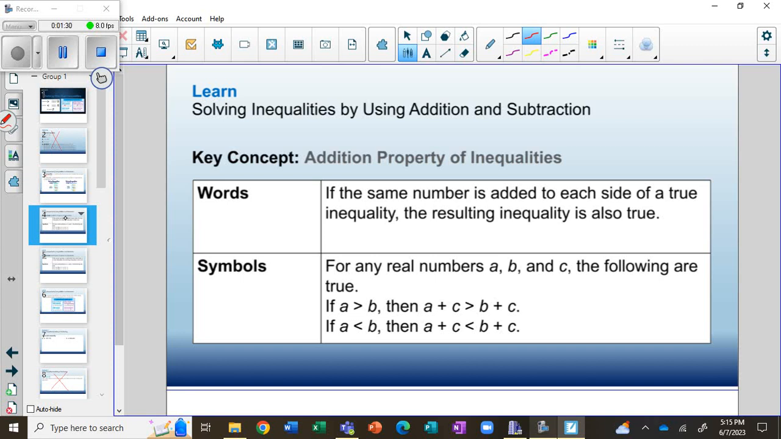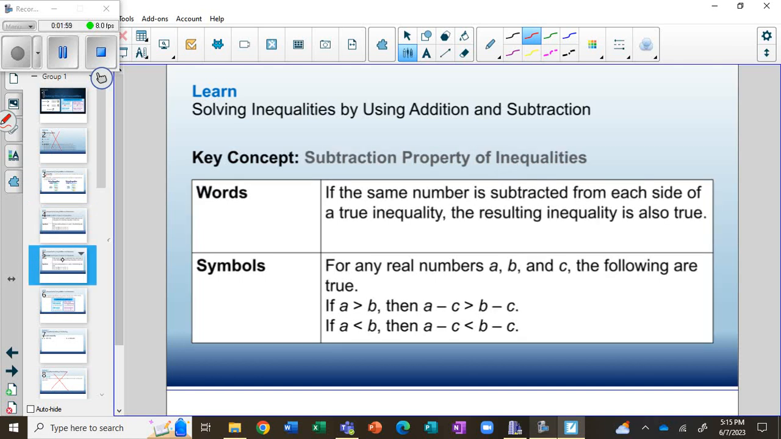So the addition property of inequality. We've gone through the addition property of equality. This means whatever you do on one side, you add the same number on the other side, they're still equal. The same thing with inequalities. If the same number is added to each side of a true inequality, then the result of the inequality is also true. So if A is greater than B, then I can add C to both sides, and A plus C would still be greater than B plus C. Just like subtraction, we would do the same thing. If A is greater than B and I subtract C from both sides, A minus C is still going to be greater than B minus C.